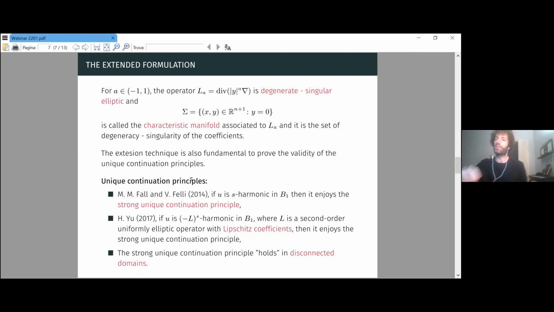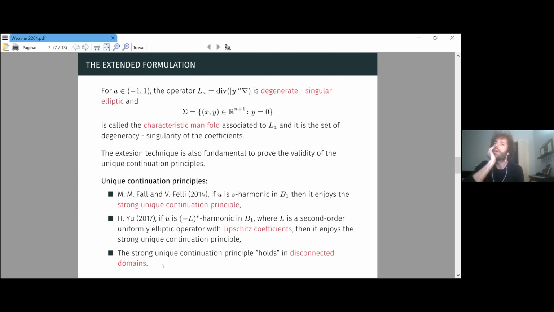First, by using this trick, you can prove the validity of the unique continuation principle. From my point of view, one could hope to prove some other results using techniques that have been used, for example, for the obstacle problem. But I think that for the unique continuation principle, up to now, there is no other way to prove its validity without the extension technique. Here you deeply use the extension formulation. By using this formulation, you can prove the strong unique continuation principle for the fractional Laplacian, as Fall and Felli did, and also for more general fractional operators, like fractional powers of divergence form operators, like the results by Hui Yu.